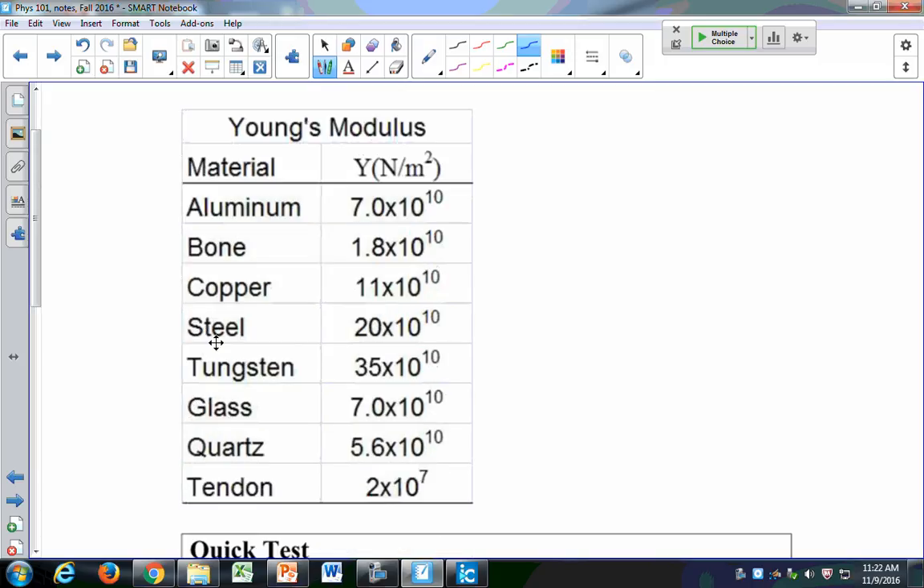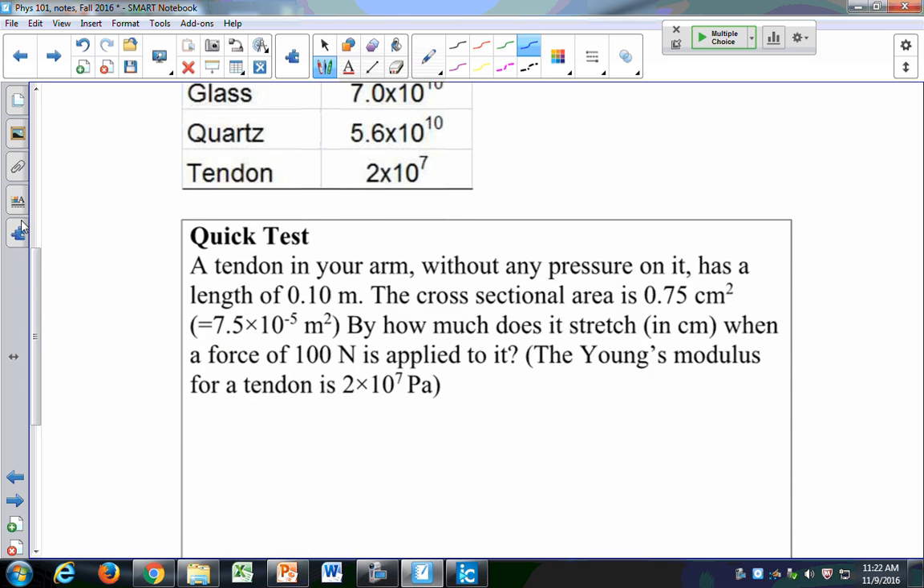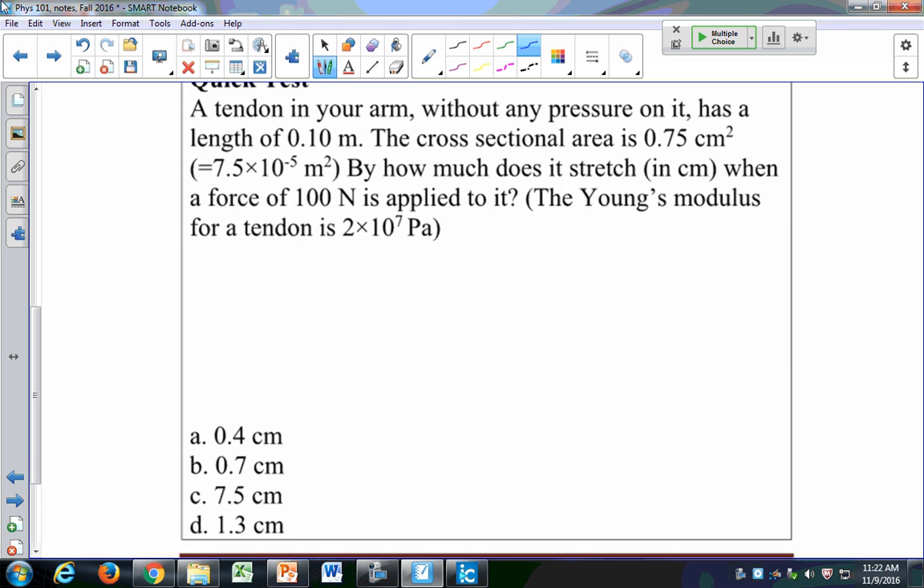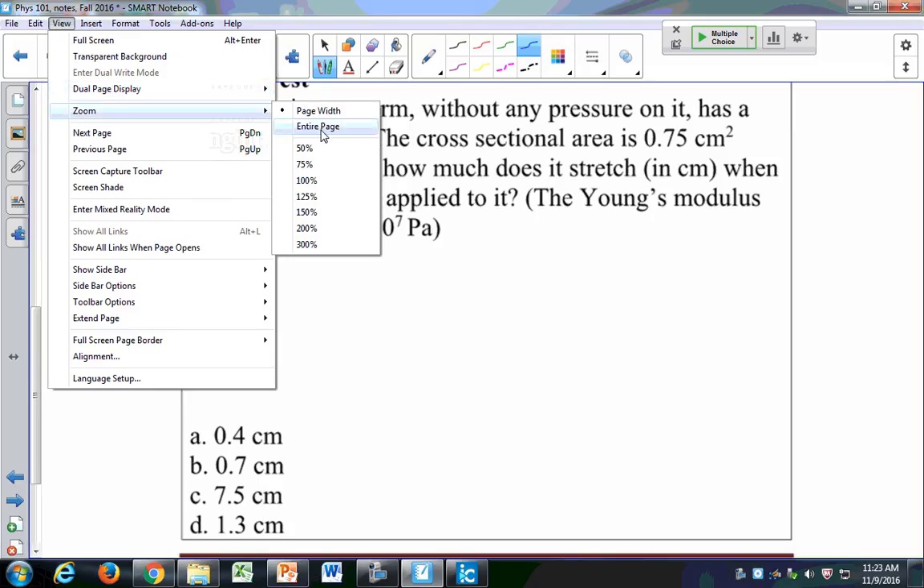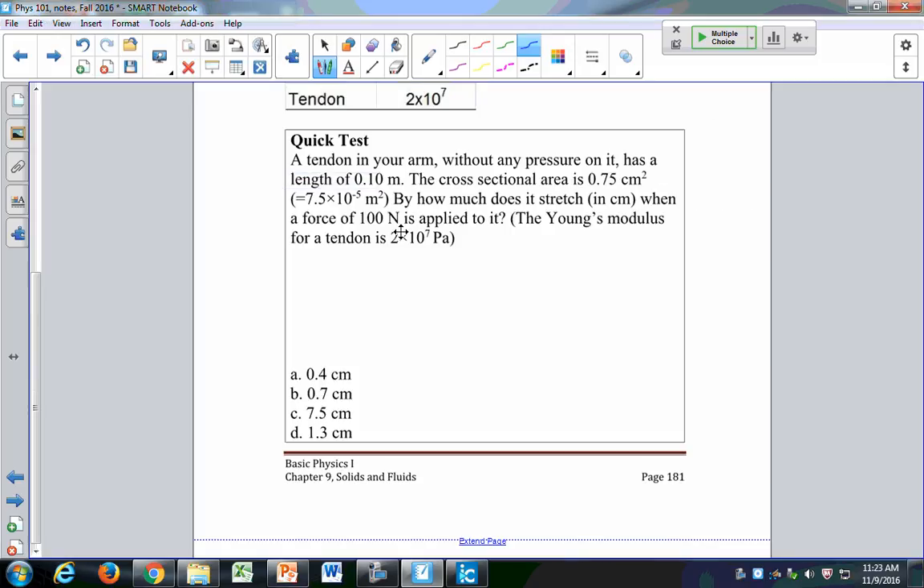Here's some Young's moduli. As I said, these are on your equation sheet, I'm pretty sure. Am I right about that? Is it on the equation sheet? Okay, so let's try this quick test. I'll give you the Young's modulus there, though usually on a test I won't give you that. I'll just expect you to look on the table.